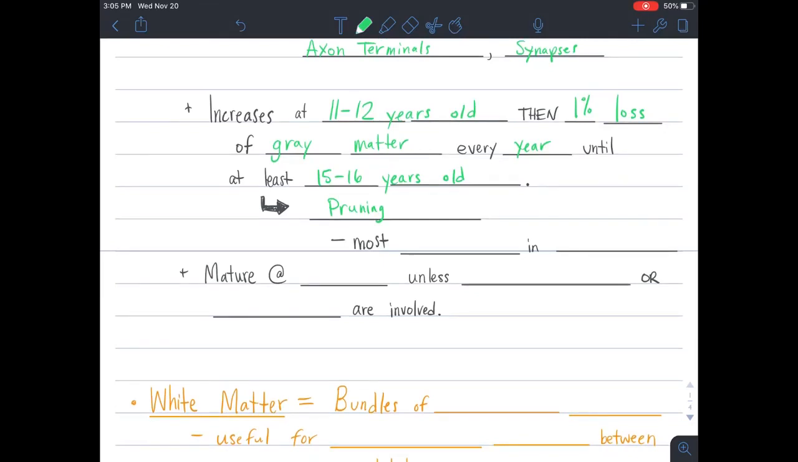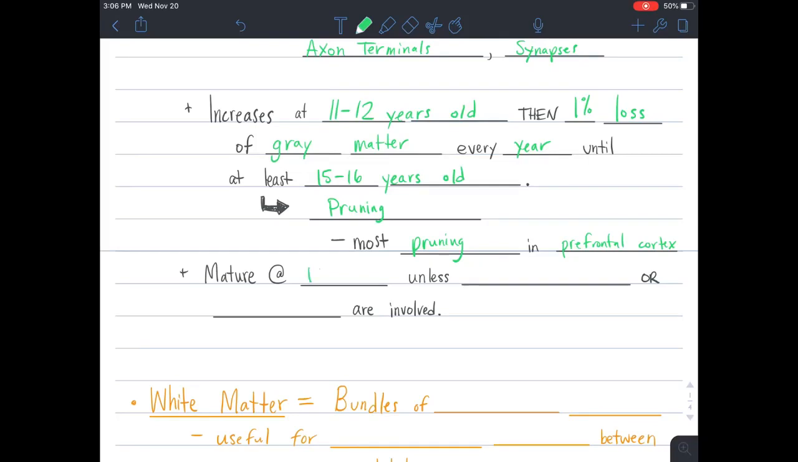So most pruning happens in an area of our brain, and that area is the prefrontal cortex. So you can think about what happens in our prefrontal cortex. As you know, that's where our decision making and our planning, our memory, our prioritization, our organizing, all that stuff is, and that's where we start to lose a lot of those cells. Most of that pruning happens from 11 or 12 to about 15 or 16 years old. We get rid of the cells that we just don't need anymore.